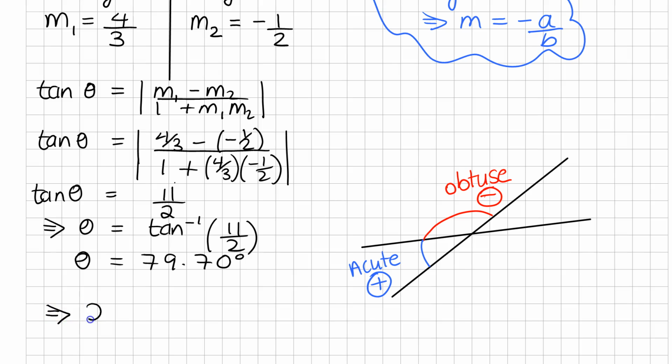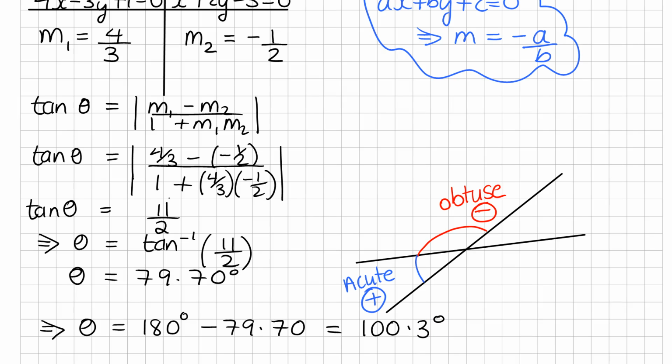This implies the theta we require will be 180 degrees minus the 79.70, which will give me 100.3 degrees. And to the nearest degree, that's 100 degrees.